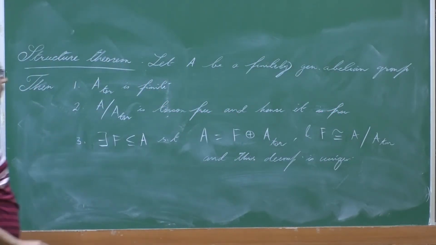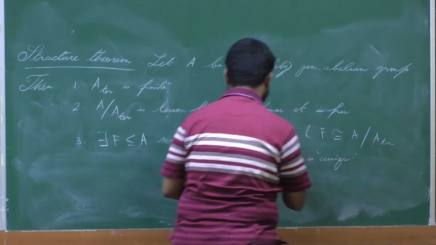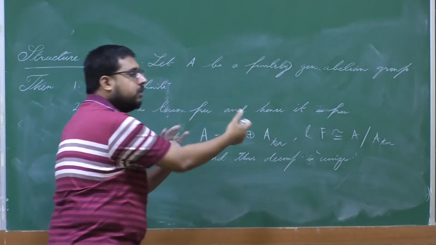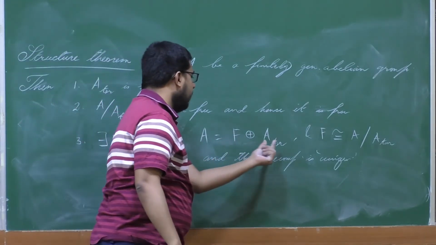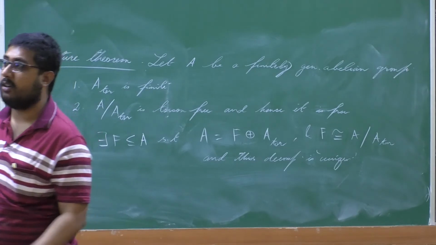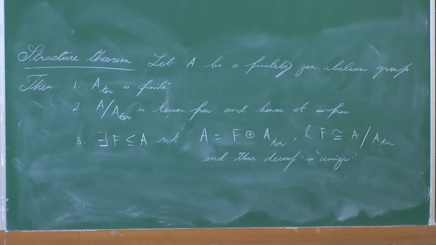So, once we prove this uniqueness, now it makes sense to say that since these are characterized uniquely up to isomorphism, we call this the free part of A, and this the torsion part of A. Okay. So, now what is the story?